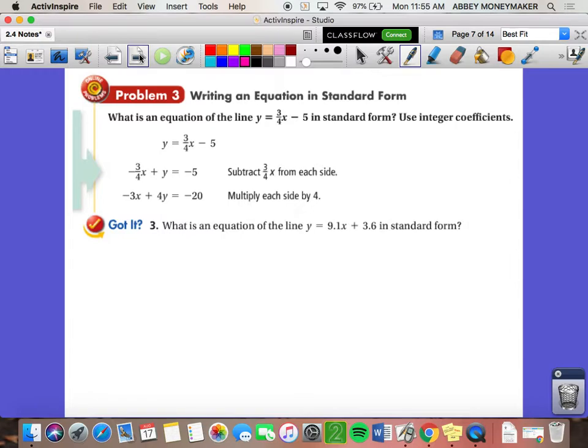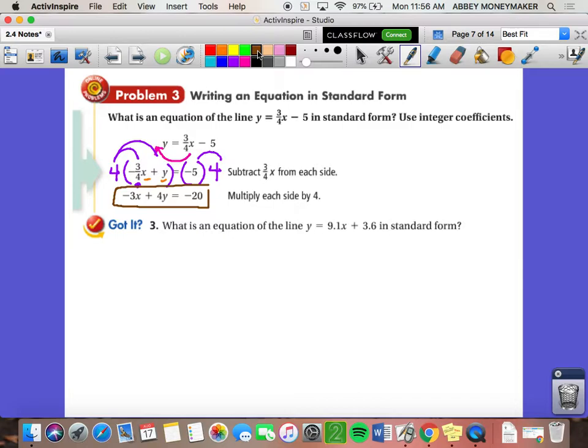What is an equation of a line y equals 3/4 x minus 5 in standard form? Use integer coefficients. So the first thing that they did was they moved the x value to the other side. That was our first step. x and y have to be on the same side. Now, in order to get rid of the fraction, they multiplied everything by that denominator of 4. So everything got multiplied by the 4. So now you can see they have their equation, negative 3x plus 4y is equal to negative 20.